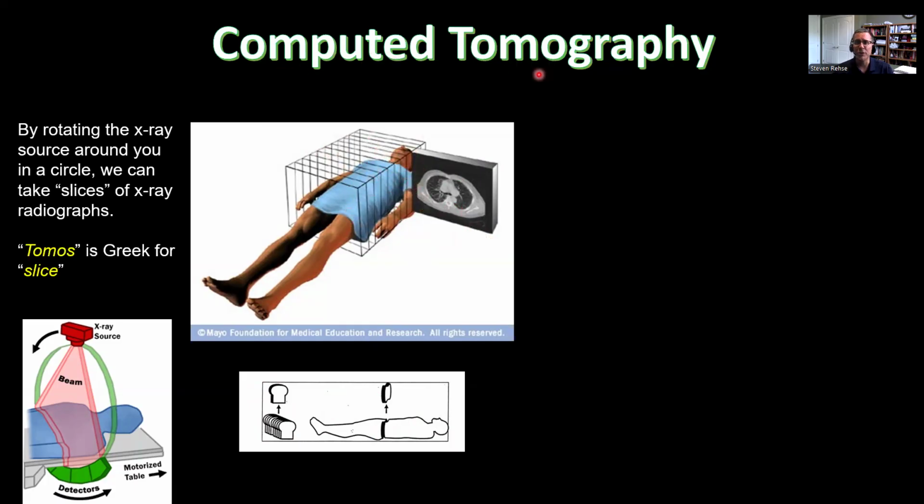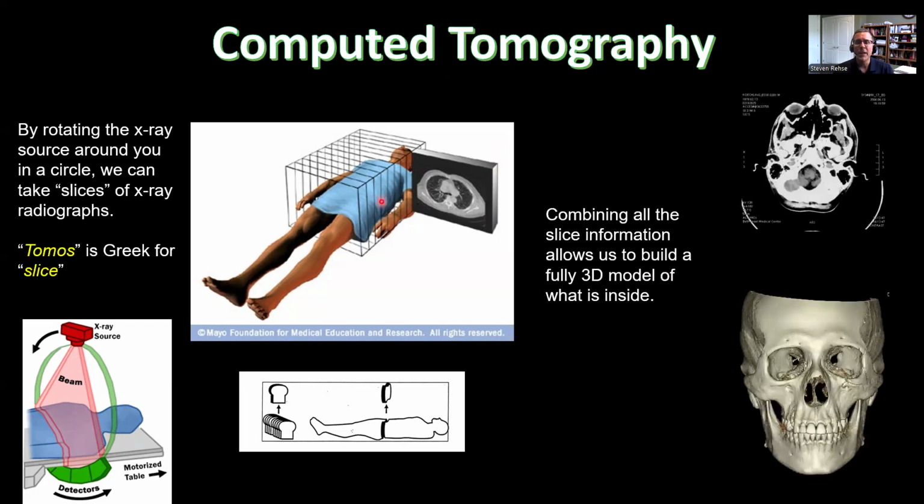And that's actually where this word tomography comes from. Tomos is the Greek word for slice. So any tomographic image is an image where we've taken slices of you, and then you can compile all those slices together. The slices are taken individually, but then you pile all the slices together.